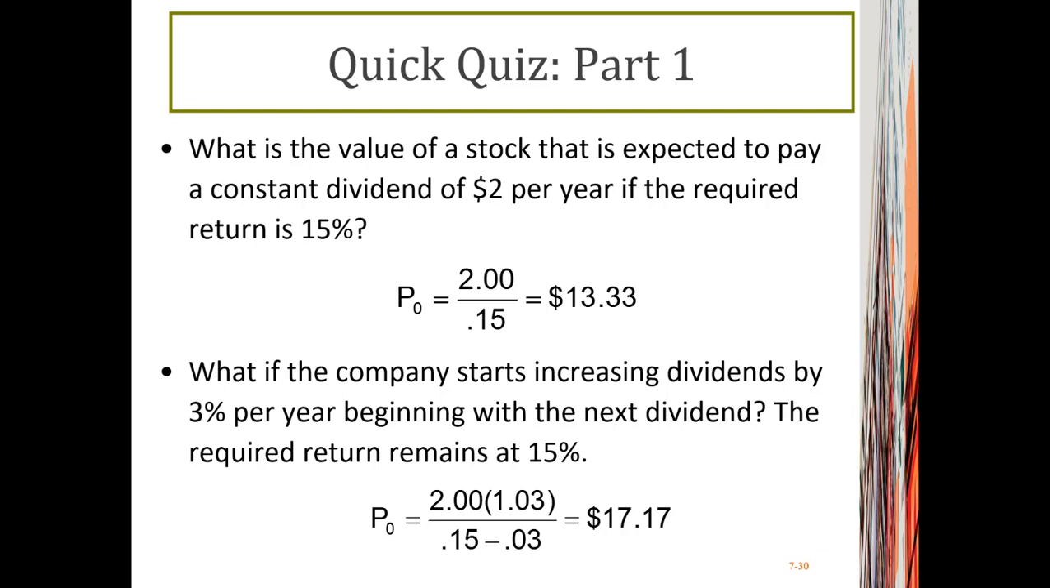Let's move to the second one. What if the company starts increasing dividends by 3% per year, beginning with the next dividend, and the required rate of return is 15%? In this case, we apply the Gordon growth model, and if we assume that dividends are going to increase at a constant rate in the future, then we should apply the Gordon growth model. And D1 equals $2 times 1.03. That is D1, divided by the difference between the required rate of return and the growth rate. That will give you $17.17 stock price estimation.